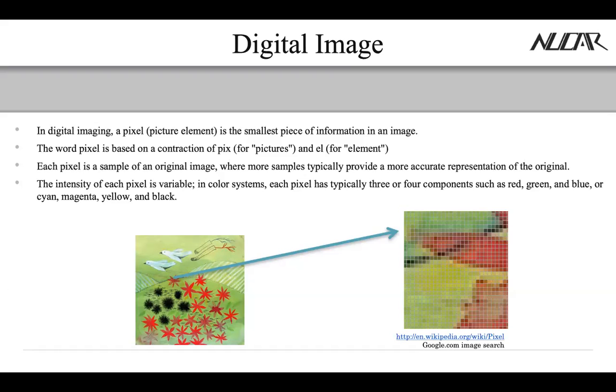The word pixel basically stands for a concoction of two words, pix and el, for element. Each pixel is a small point that represents a sample of an original image, and the more of these samples you have, the more accurate a representation you would have of the final image. The intensity of each pixel is variable. As I mentioned, in a colored image you have 3 or 4 components, and in a black and white image there's only a single value which represents the intensity from 0 to 255.